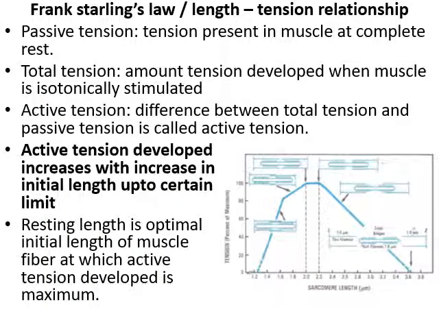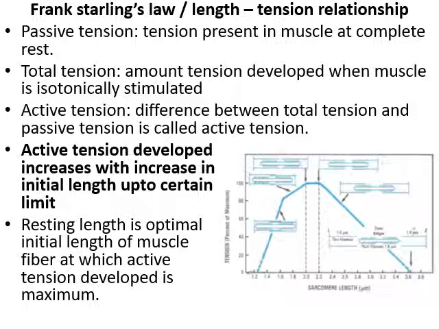Now let us see the Frank-Starling law or the length tension relationship, which is another important property of the skeletal muscle. For this, you should understand what is passive tension, total tension, active tension, and its relationship with the initial length. The passive tension is the tension developed in the muscle at complete rest, and the total tension is the amount of tension developed when the muscle is isotonically stimulated. Active tension is the difference between the total tension developed and the passive tension present.